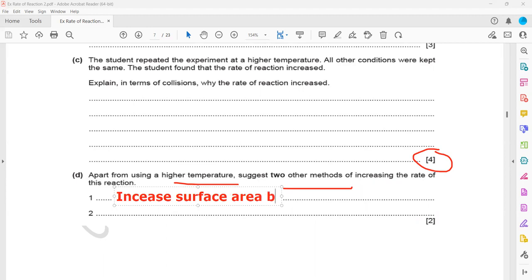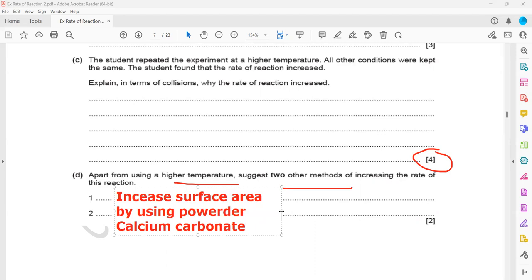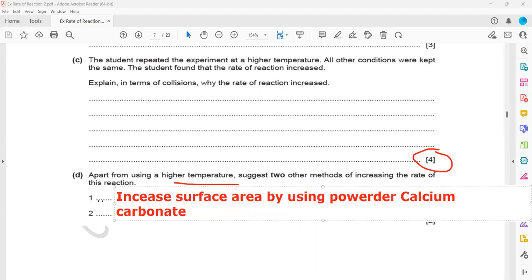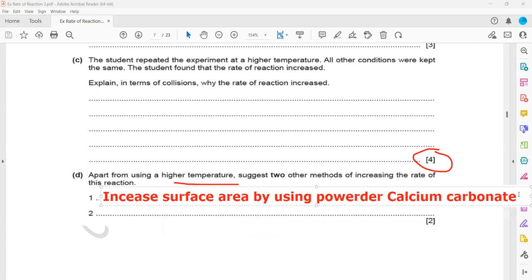So one thing, I can increase the surface area by using powdered calcium carbonate. That is one thing. Second, I can use more concentrated acid. So both will increase the rate, or I can also mention using a catalyst. So more concentration, surface area, or catalyst. But you have to mention any 2 out of the remaining factors.